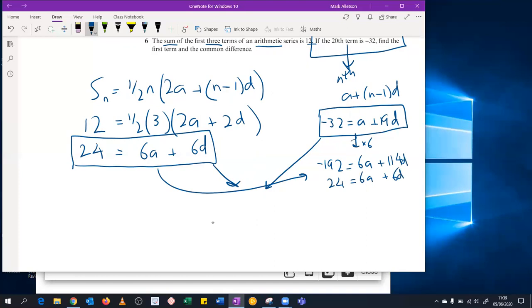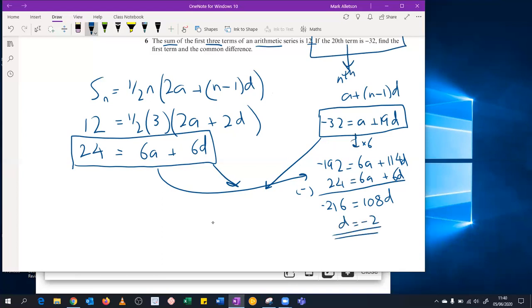And then to substitute, I'm going to subtract them from each other. Minus 192 take away 24 is going to be minus 216 equals 6a take 6a is nothing, and 114 take 6 is 108d. This is not looking very good. I wonder if I've done so. Oh no, if you double it. So therefore d is minus 2.